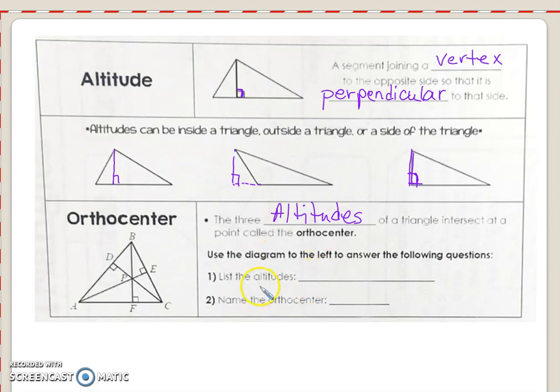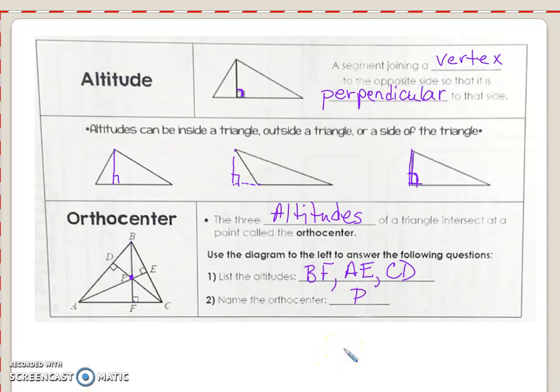Orthocenter. So let's list the altitudes. So remember, they're from vertex perpendicular to the side. So BF, AE, and CD. And then the orthocenter is where they meet. That is point P.